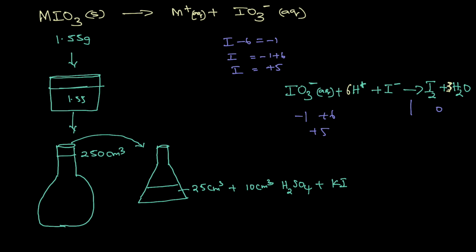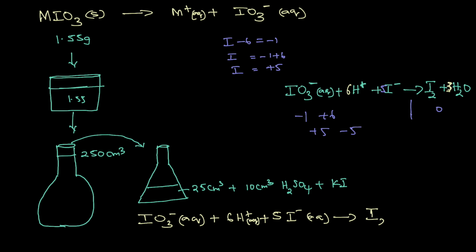So if you times that by 5, that will be the -5. If you can see that plus 5, the charge is now balanced. So the final equation that we've created here is IO3⁻ (aq) + 6H⁺ + 5I⁻ (aq) gives I2 + 3H2O. We can check if it's balanced.